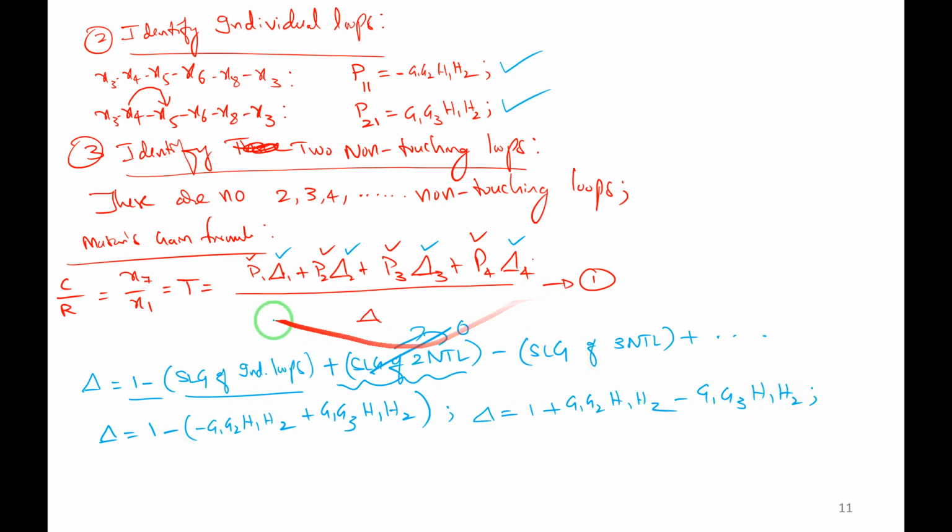So substitute the values of P1, delta 1, P2, delta 2, P3, delta 3, P4, delta 4 and delta in equation 1. We will get the transfer function C by R, that is nothing but x7 by x1 here. That is nothing but the overall gain T according to the formula.